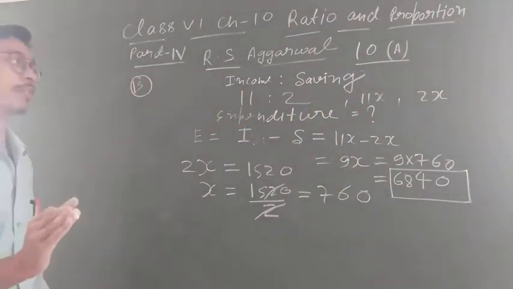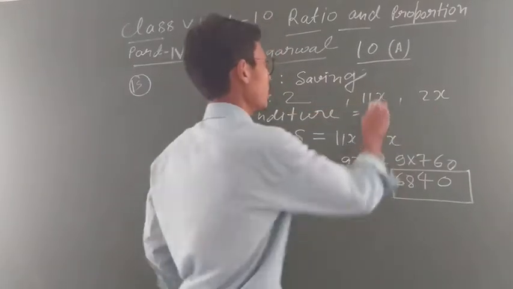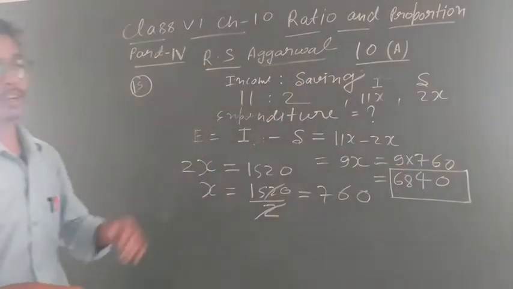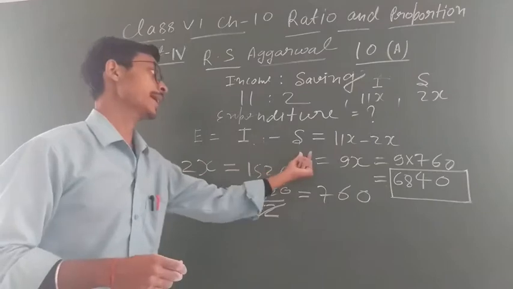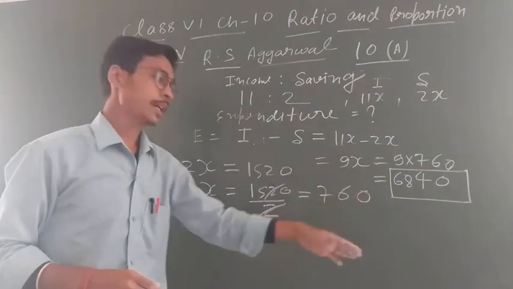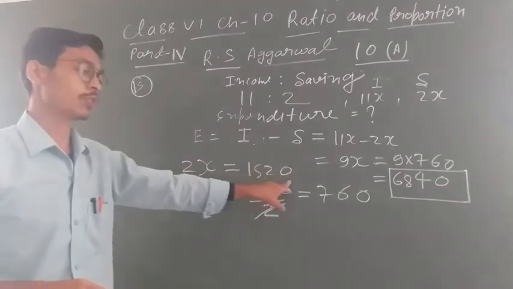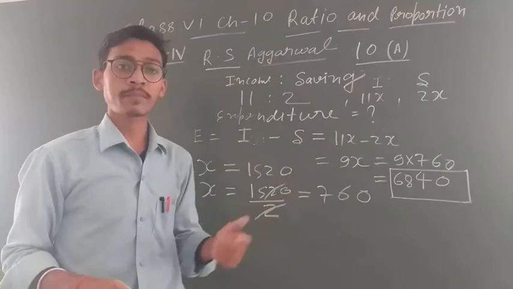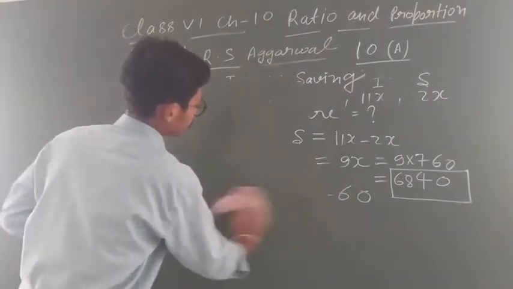Okay? Clear everyone? Income is 11x, saving is 2x. Now you have to find the expenditure. You know that expenditure means kharch, total income minus saving. This will come 9x. Now you find the value of x, which is 760, you multiply, and the answer will come. Okay? Very easy question, students.